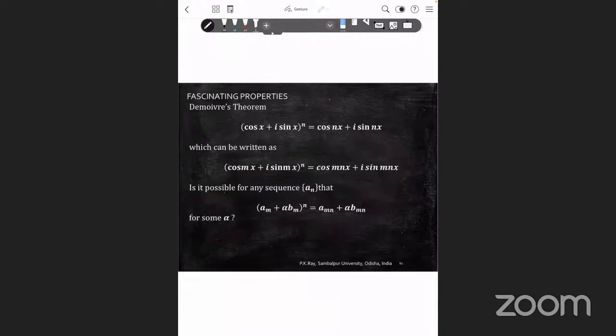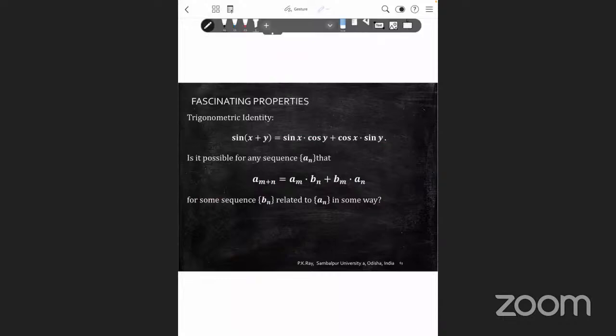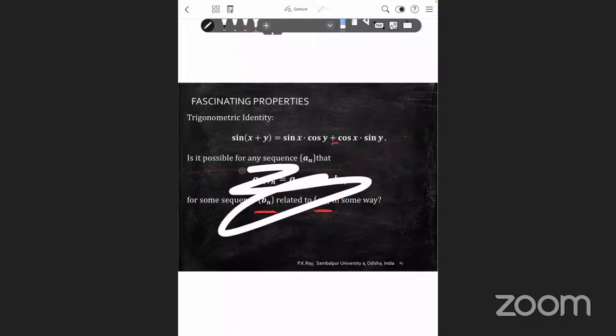Next question you see. Trigonometric identity: everybody knows sin of x plus y is sin x into cos y plus cos x into sin y. Even with minus, sin x into cos y minus cos x into sin y. So my question is, is it possible for any sequence an to satisfy this type of property, am plus n equals am bn plus bm an, for some sequence bn related to an in some way, like cos y is related to sin y? You know, cos square y is 1 minus sin square y, so cos y is related to sin y. In the same way, suppose we have a bn which is related to an, is there that type of sequence satisfying this trigonometric type property? These are my questions.